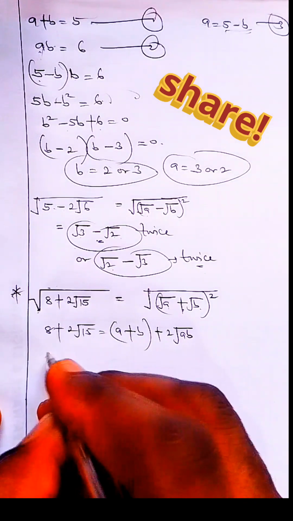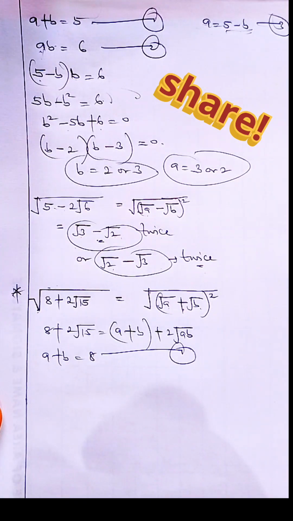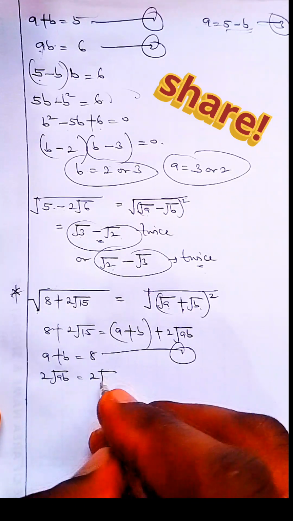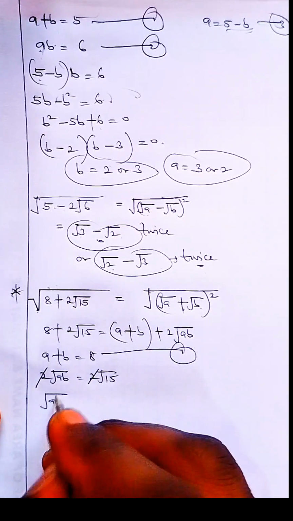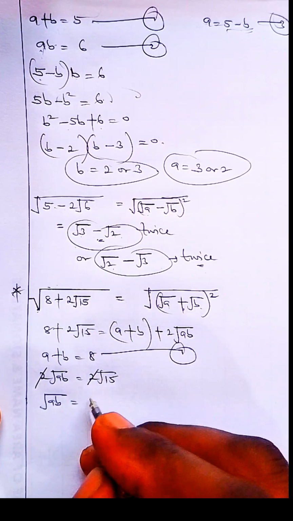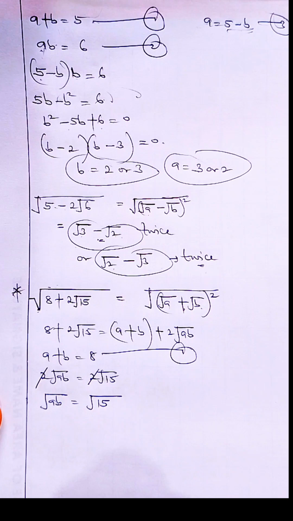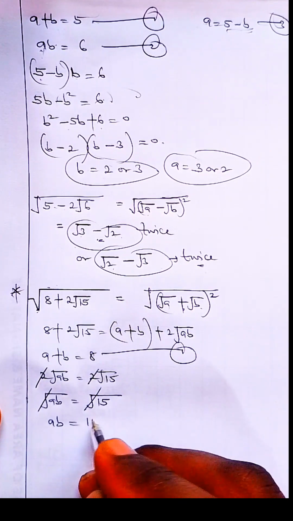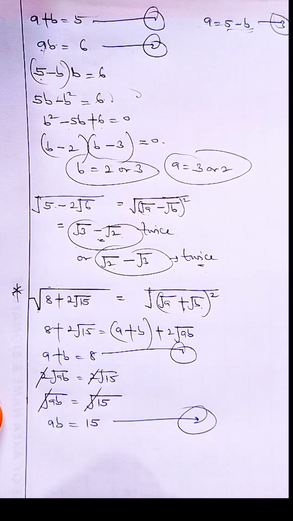So first of all, a plus b equals 8, equation 1. We set 2 root ab equals 2 root 15. 2 takes out 2. What do we have left? Root ab equals root 15. Now what do we do next? This takes out this. ab equals 15. We have equation 2 already, the simultaneous equation.